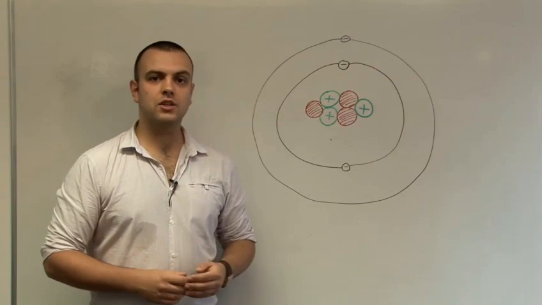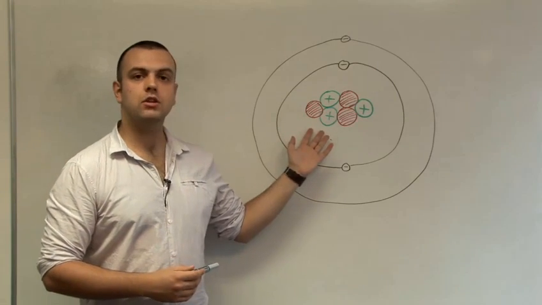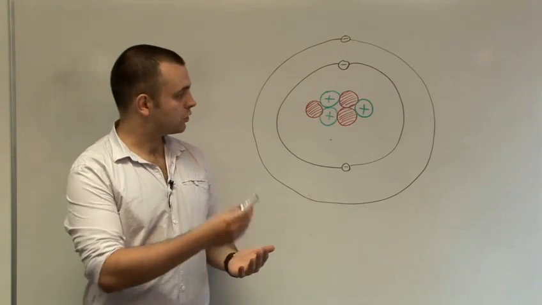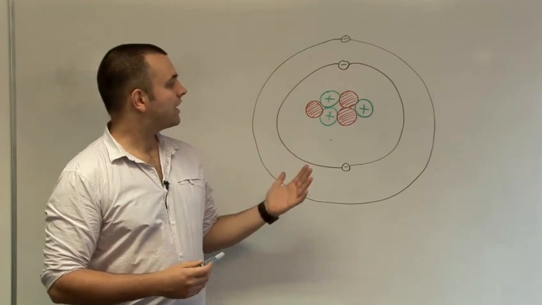This is how to find neutrons in an atom. The atom consists of two main parts: a dense, heavy nucleus which sits in the centre, and electrons which orbit around it. Here we have an atom of lithium.